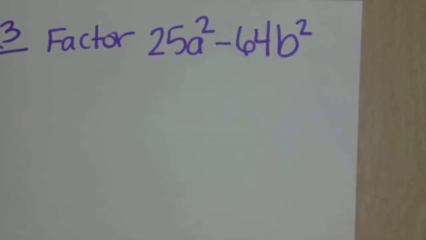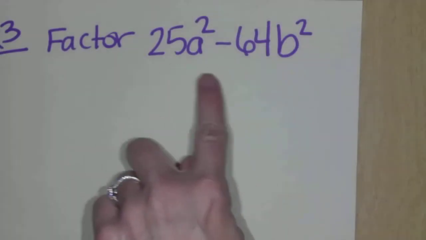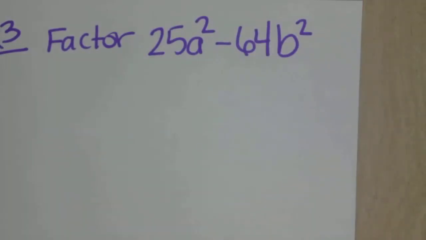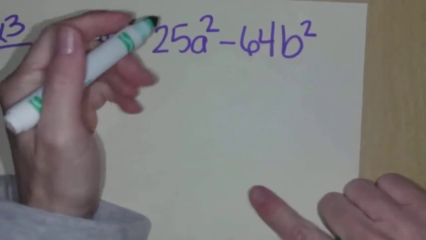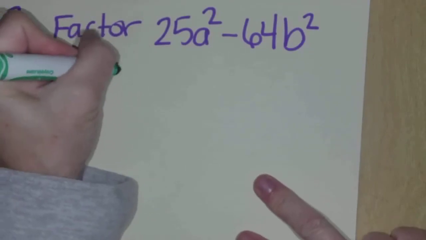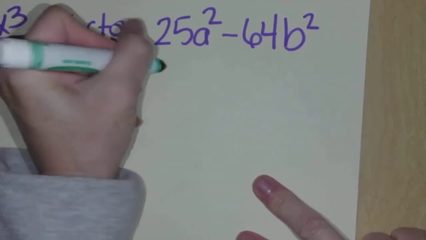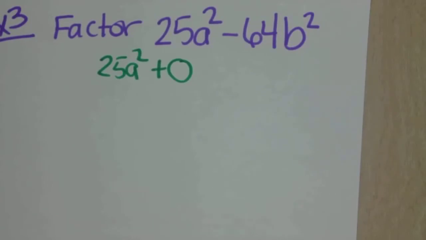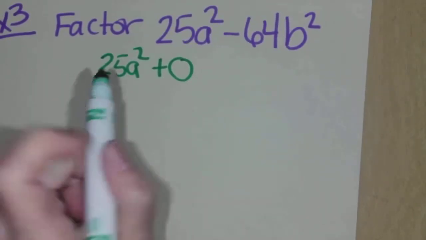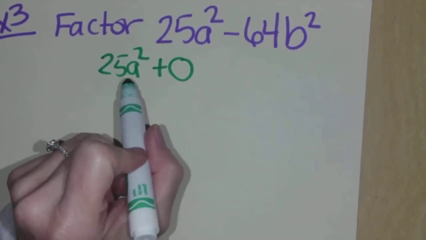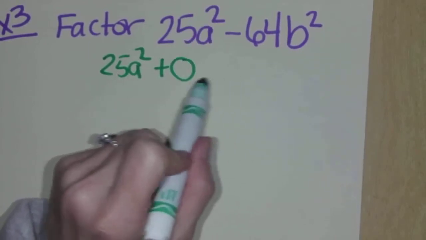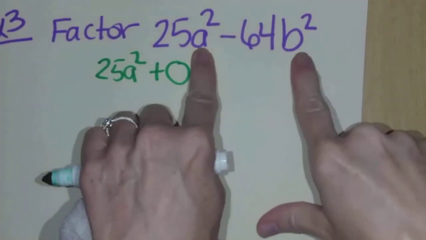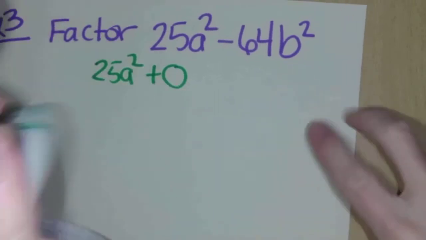Factor 25a squared minus 64b squared. Okay, so let's rewrite it first with our 0 in the middle. Now we're going to have to pay attention to something here. So when we write 25a squared, when we go to write the 0, in every other example so far, we just had an x in the front, so we made this 0x. Now that we have an a and a b, this is going to be 0ab.